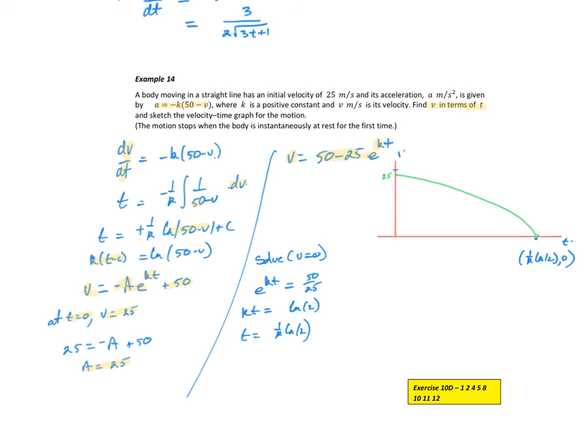So even though we don't know that constant, we can still work around it. We know it's an e to the x graph that's been reflected about the x-axis, and it's been moved up 50 units. So at t equal to 0, we've got our initial velocity of 25 meters per second. And then if we transpose and solve for where v is equal to 0, we'll get t is 1 on k natural log of 2. So there's our graph. Yeah, so it's just a case of taking note of the variables that you have and the final answer, what it needs to be in terms of.